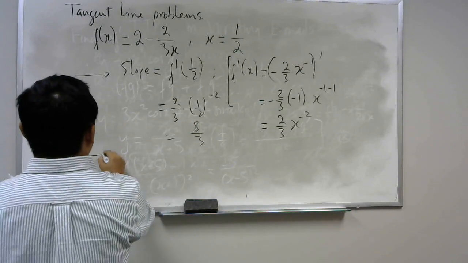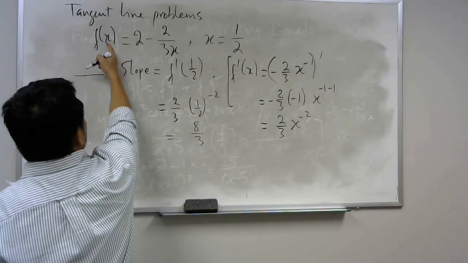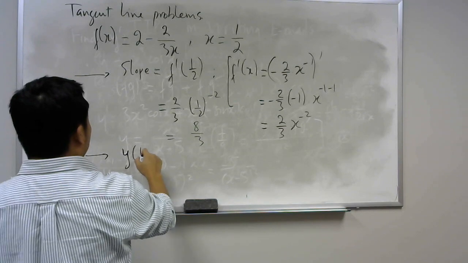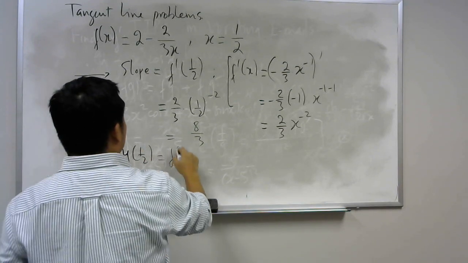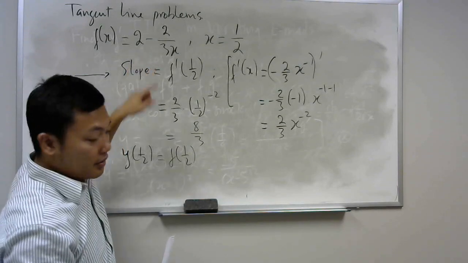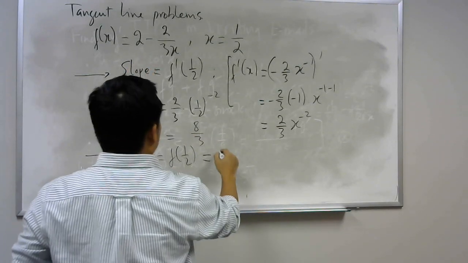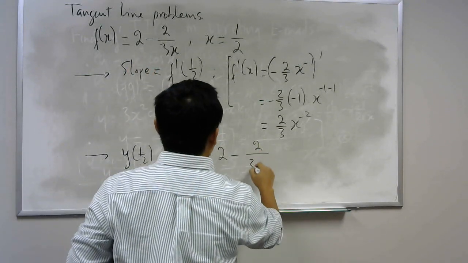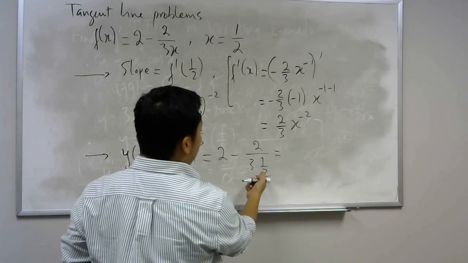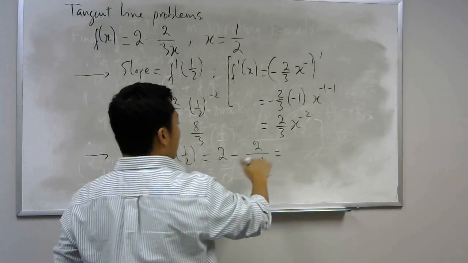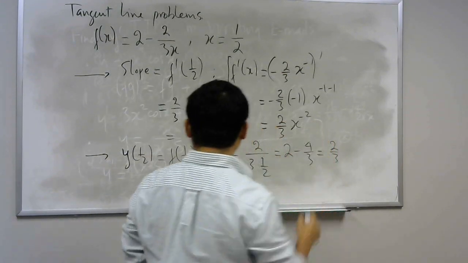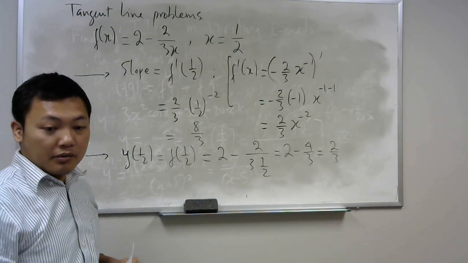Okay, and second, you need to find the point, the y coordinate at x equal to 1 over 2. So the y coordinate is f of 1 over 2. You need to plug 1 over 2 into the original function. Then you get 2 minus 2 over 3 times 1 over 2, which is 2 minus, you flip 1 over 2, you get 4 over 3, right? 2 minus 4 over 3, and that is 2 over 3. So now you are ready to write the equation.